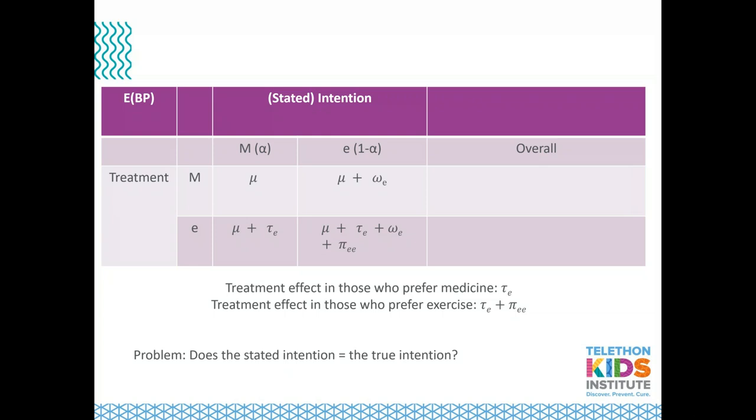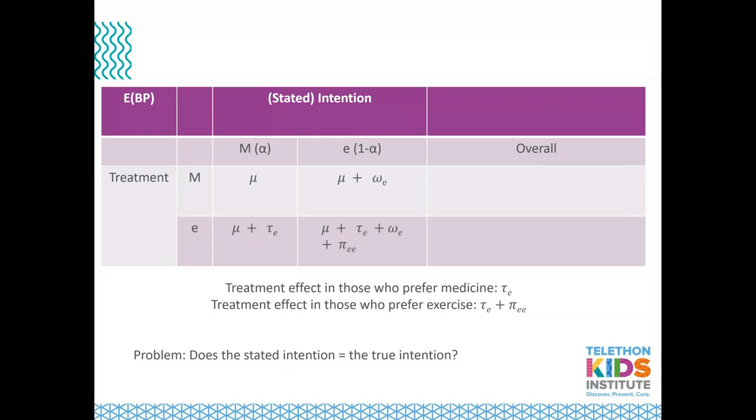The problem with this design is that the intended or the preferred treatment is only a stated preference or a stated intention. And there's uncertainty about whether what someone says that they would prefer to receive is truly indicative of their true intention, especially if that stated preference or intention actually has no consequence. So it's very easy for someone to say that they would be happy and prefer to receive exercise if they're actually going to have randomized treatment, and that stated preference has no influence on the treatment that they actually receive, and it may not actually be truly reflective of what they would have received if they hadn't received randomized treatment.